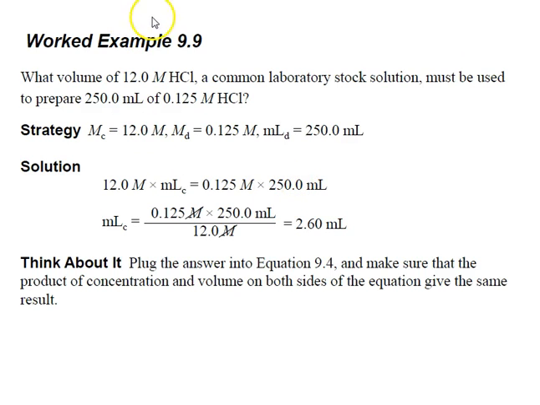Let me get a little drawing tool here. M1 V1 equals M2 V2. M1 is my initial, V1 is my initial, M2 is my final, V2 is my final. Also, M1 will be my concentrated or my stock. This will be how much stock do I need. And then M2 is our diluted molarity, and V2 is our total diluted volume.